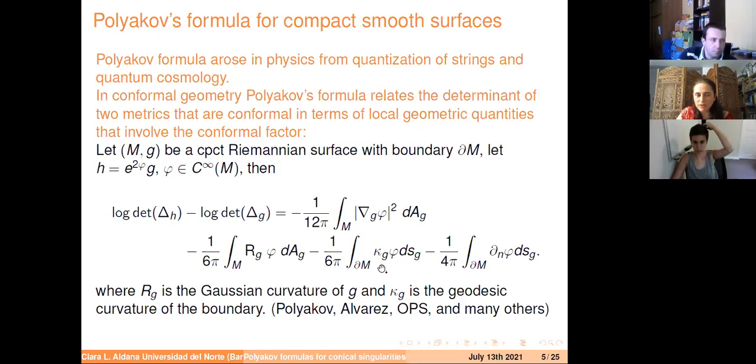Here we have the geodesic curvature of the boundary multiplying the conformal factor integrated over the boundary. And here we have the normal derivative of the conformal factor integrated over the boundary, all with respect to the metric. So this is the Polyakov formula, or what we call the integrated Polyakov formula for these metrics h and g. So as I said, it was first proved by Polyakov, then Alvarez, then Osgood, Phillips and Sarnak, and there are other versions for other cases.